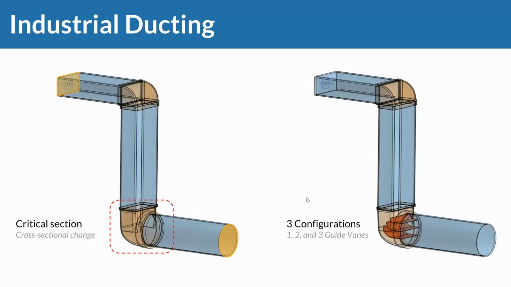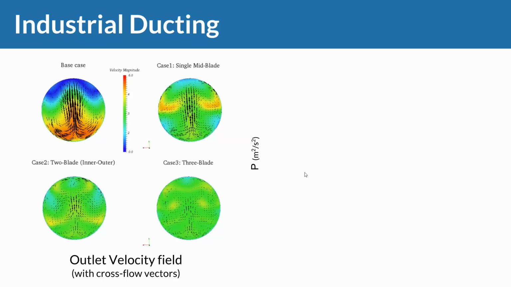And I ran this in 3 different configurations with 1, 2, and 3 guide veins, and now I can compare it, right? This was our base case. That's the outlet visualization. So we're looking at velocity at the outlet, and I can see the base scenario without any veins shows this massive speed at the bottom and a reduced speed at the top, which comes from the recirculation area.